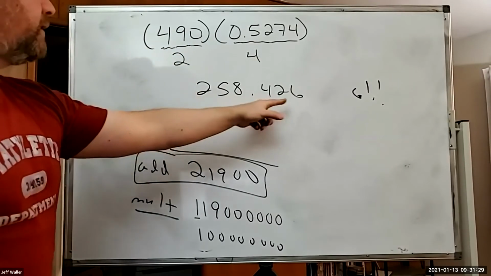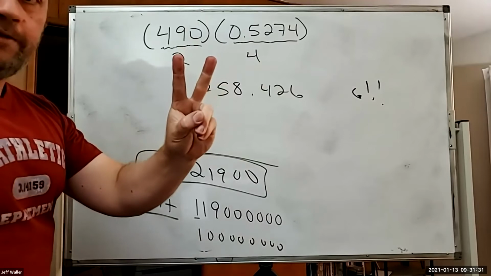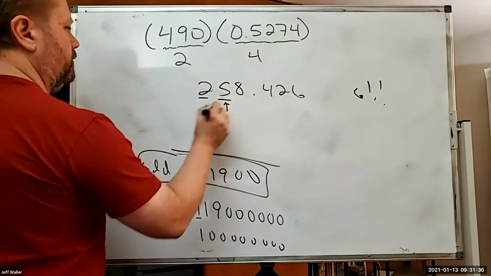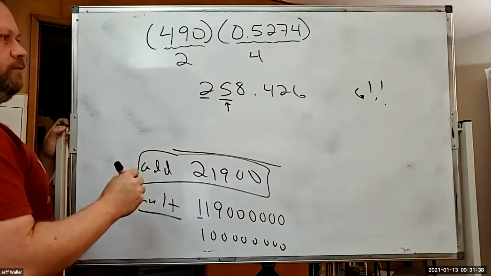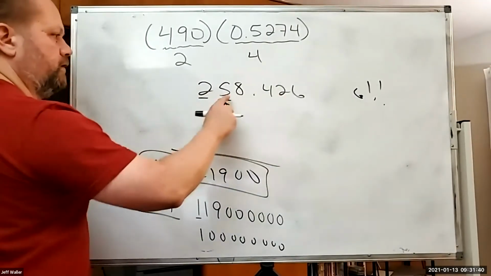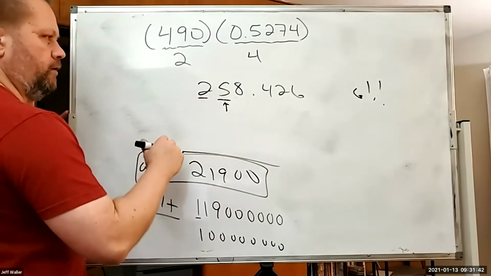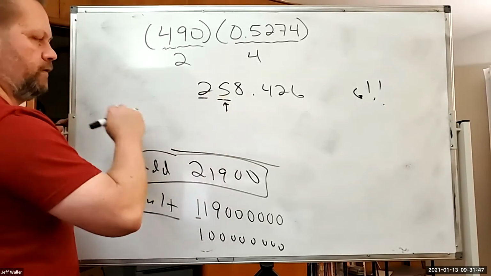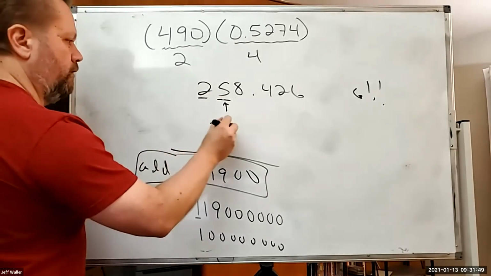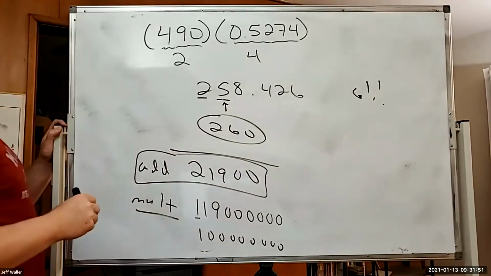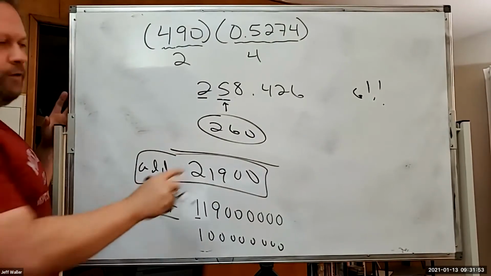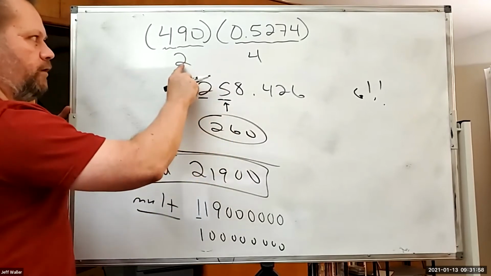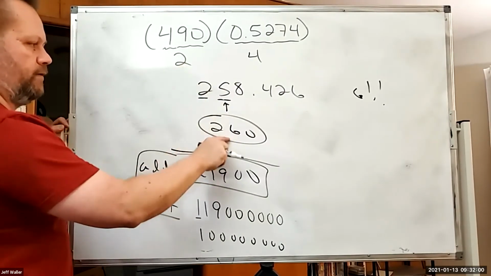How do I make this guy have 2 sig figs? I round it to this place. What do you get when you round 258.426 to the tens place? Round it to the tens place. 260. Bam. So is that close to this? Yes. Does that have the weakest sig? Yes, it does too.